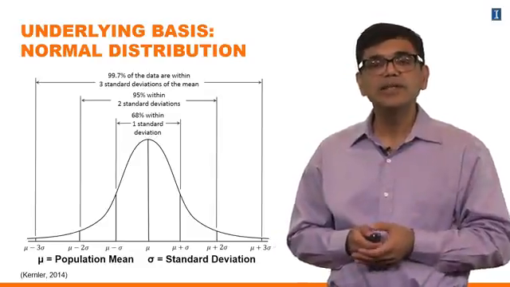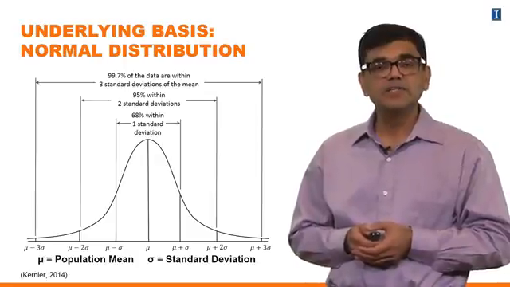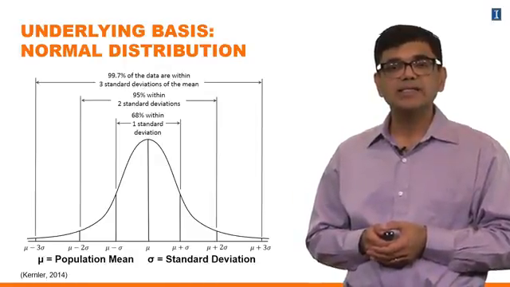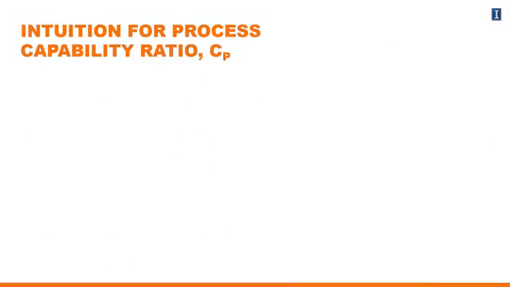Now, let's take a look at the intuition behind this ratio and see what we're getting here. Let's look at the voice of the customer first. The customer is telling you their tolerance range.